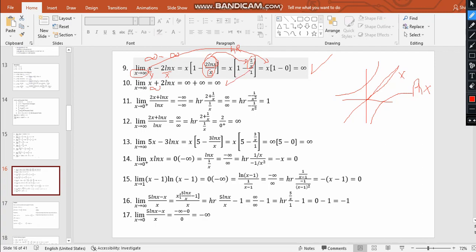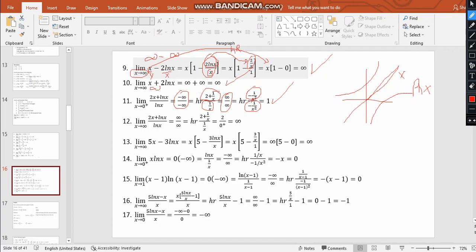Here limit as x tends to 0, you have minus infinity over minus infinity, you do L'Hospital's rule. So 2 plus 1 over x over 1 over x. If you replace x by 0, also again you have infinity over infinity. We do again L'Hospital's rule. Derivative of 1 over x is minus 1 over x square. Minus 1 over x square over minus 1 over x square, so it will be 1.